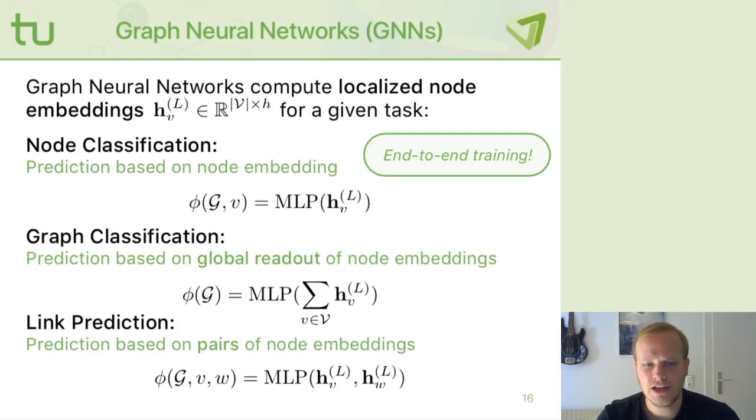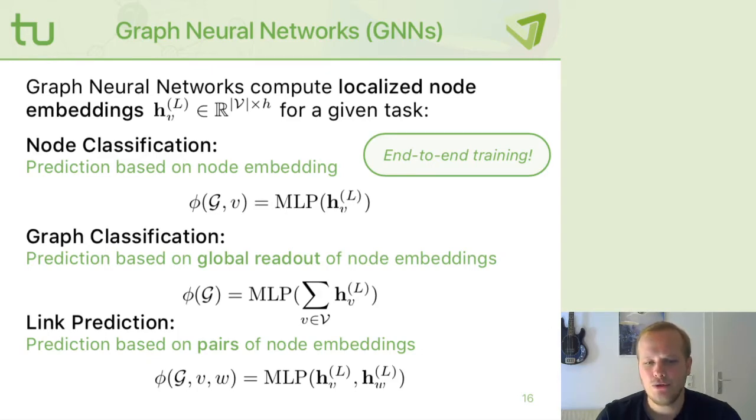So for node classification, we can use a classifier such as an MLP on top of each node embedding. And for graph classification, we need to somehow aggregate each node embedding into a global graph representation. There are multiple ways to do this, and by far the most common one is to simply add each node embedding up before inputting it into a final classifier. For link prediction, we can use pairs of node embeddings to predict the existence of an edge. So, for example, we can concatenate node embeddings before inputting them into a classifier.